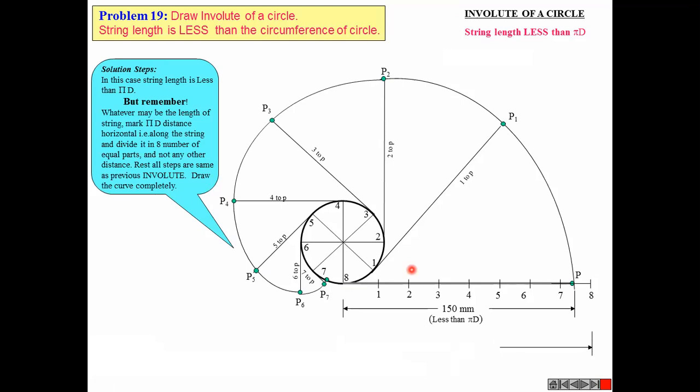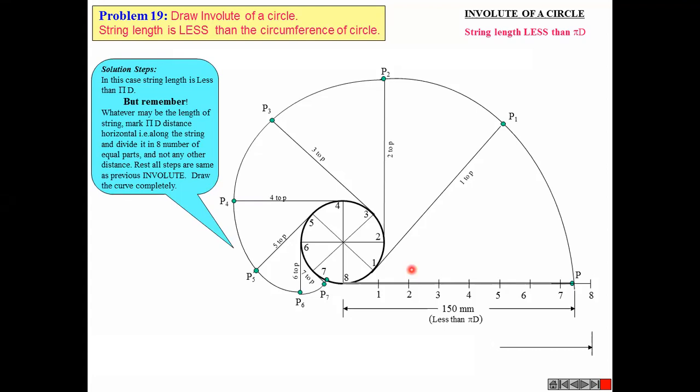Okay. So what we see involvement of a circle in 3 different cases. What are those cases? First, string length same as perimeter of a circle. Second, string length more than perimeter of circle. And third, string length less than perimeter of circle. What is the standard operating procedure? Same for every case. What is the procedure? First, draw a circle of given dimension, divide them in equal parts, then draw a horizontal line from the bottom point. That horizontal line is the actual length of the string.